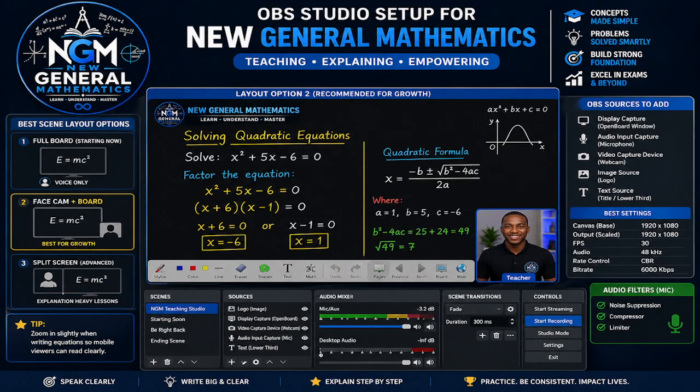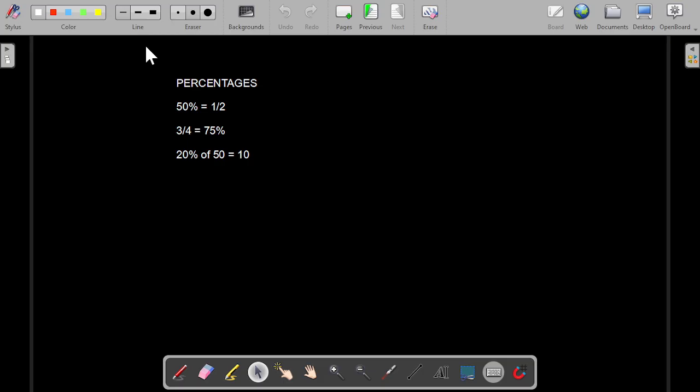So what we have today: when we talk of percentage, 50% is equal to half. As I said before, we talk of "out of": 50% out of 100 will give you half. Then 3 upon 4, converted to a percentage, will be 75%. Then 20% of 50 is 10. So just have this. I just want you to understand these terms before we finally go into real mathematics.